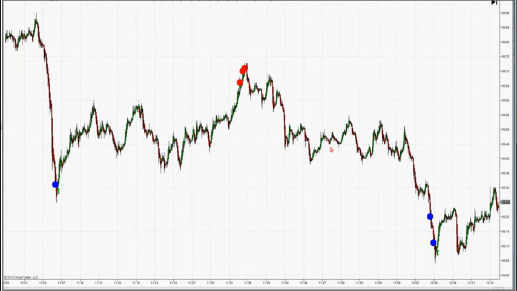And like I said, this works on all markets. It's designed to pick major tops, major bottoms. Okay? So we are running out of time here.